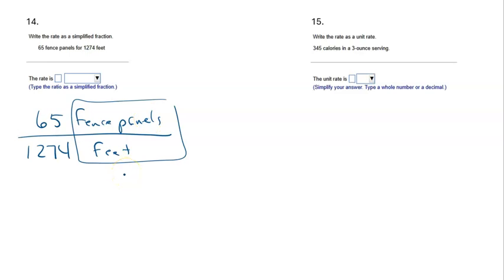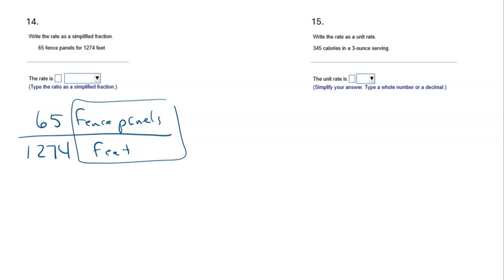Okay. Now, the 65 over 1,274, do they have any common factors? Well, those are big numbers to deal with, right? Now first, let's address the most obvious, that 5 does divide into 65. But 5 does not divide into 1,274 because it doesn't end in a 0 or 5. So I'm not going to divide them both by 5. Okay? And then the last one before we change videos, write the rate as a unit rate.